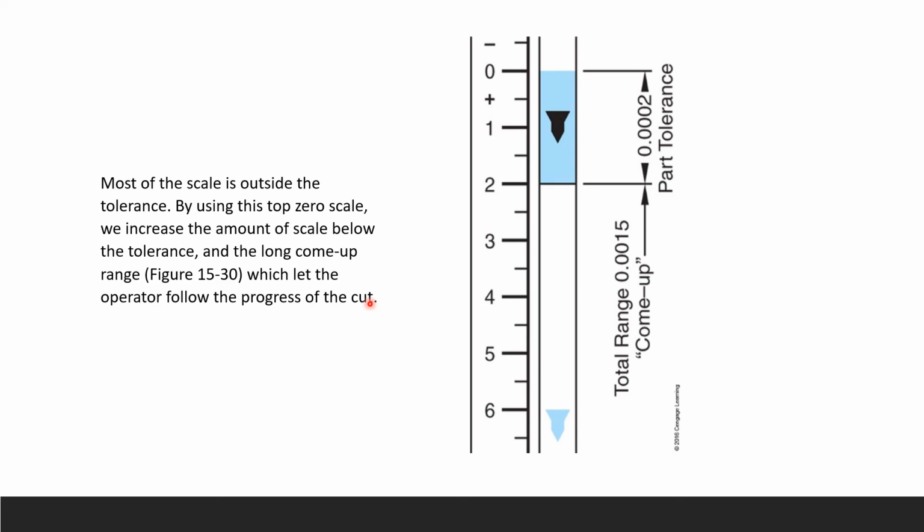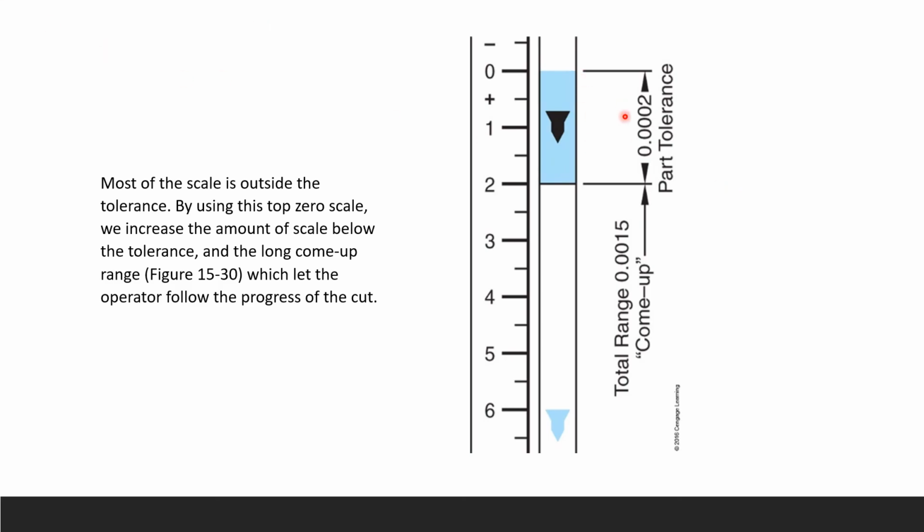You can't really see it right now by reading it. What it's trying to tell you is the long come-up range speeds the grinding operation. So if your grinding is speeding up, when you take a look at the measurement, you're going to see a long come-up.